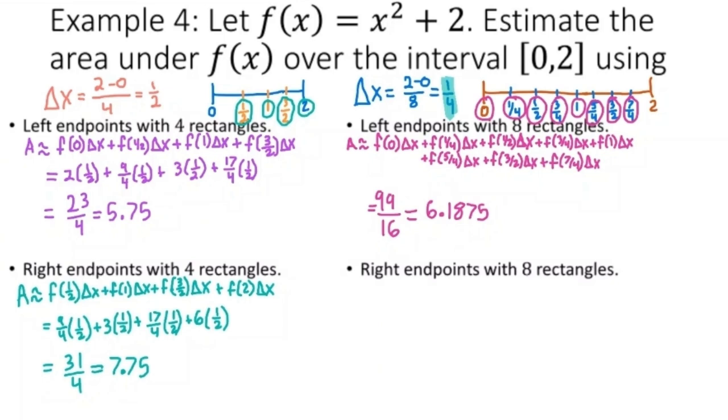Now we'll approximate the area using the right endpoints with the 8 rectangles. We still will use the same partition that we did for the left endpoints with 8 rectangles, but this time we'll use the right endpoints to approximate our area.